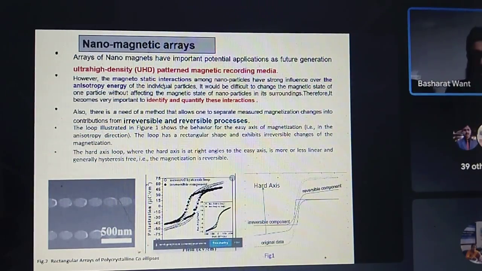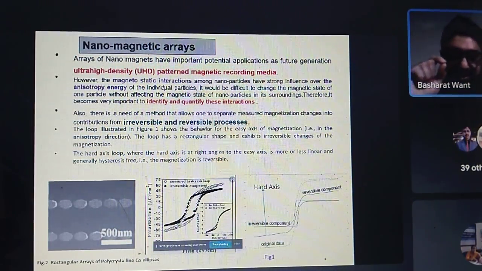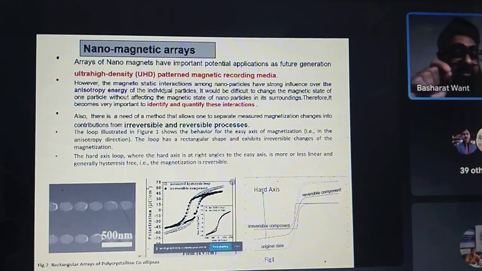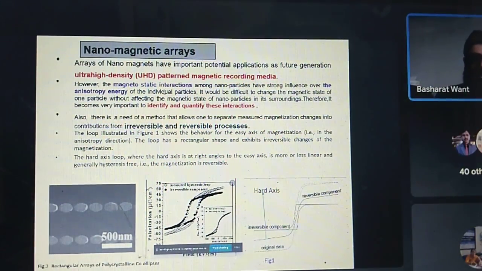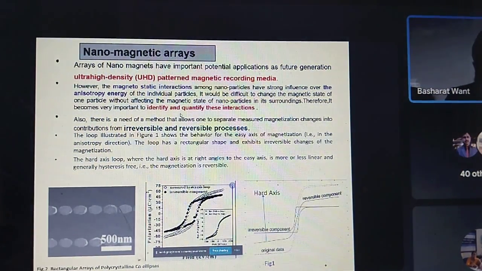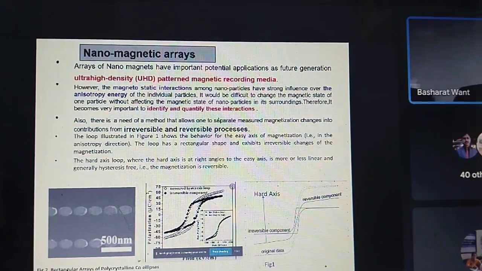So there's a magnetostatic interaction. So we need to also understand this magnetostatic interaction, how much this interaction is, and how it's going to influence the overall behavior of the system. So we need to identify and quantify these interactions.